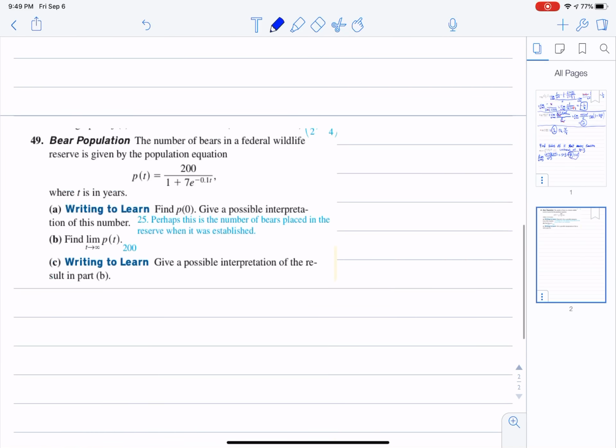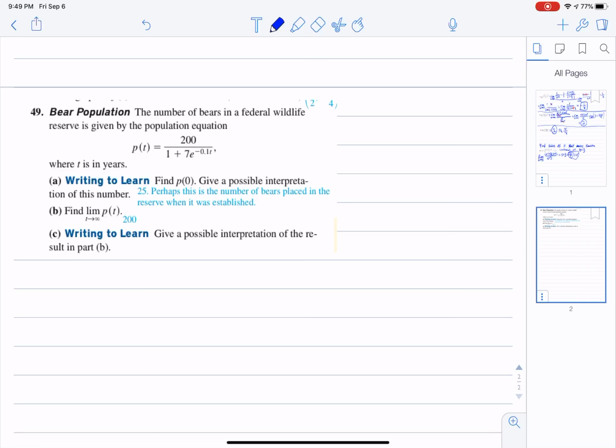Okay, we have a word problem here. It says the number of bears in a federal wildlife reserve is given by this function where t is years, and it's asking us to find p of 0. And we see the answers in here. It's 25. And that's just going to happen from plugging 0 in for t and then plugging into the calculator. You're allowed to use a calculator in this question.